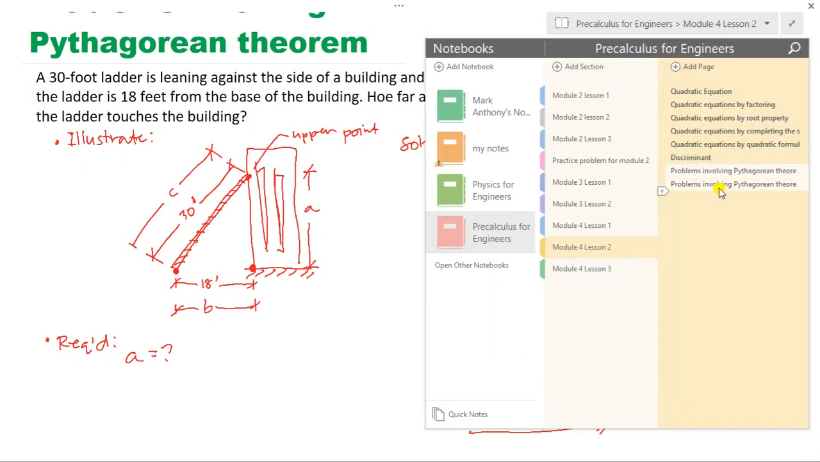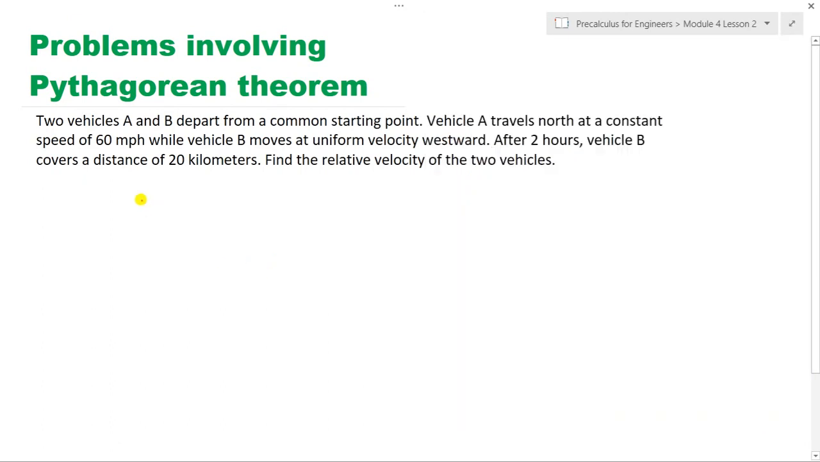Then let's try another example. Here, this is a rate problem, class, more on velocity than displacement of a vehicle. But again, don't worry, let's illustrate. So we have here two vehicles, A and B, departed from a common starting point. So we illustrate. Here, let's start with where they began. This is the starting point.